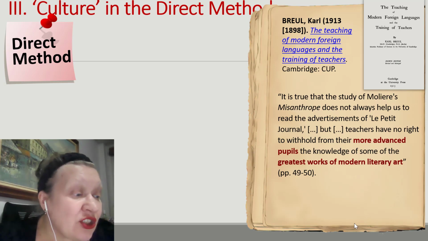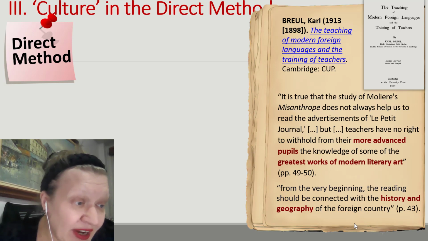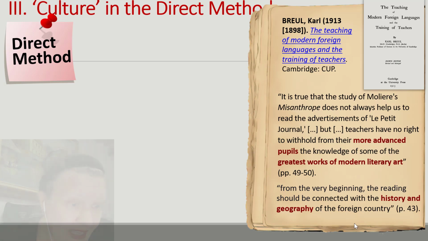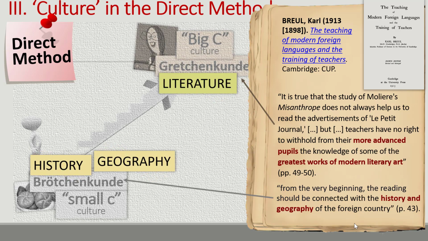According to Breul, culture is not limited to literature. He argues that from the very beginning, the reading should be connected with the history and geography of the foreign countries. That is where the hierarchical model of cultural aspects, from Dorfkunde, small c culture, to Gretchenkunde, the big C culture, begins to emerge. Some aspects of culture, such as literary masterpieces, are suggested for learners of higher proficiency levels, while others, such as historical and geographical aspects, are suggested for beginner levels.